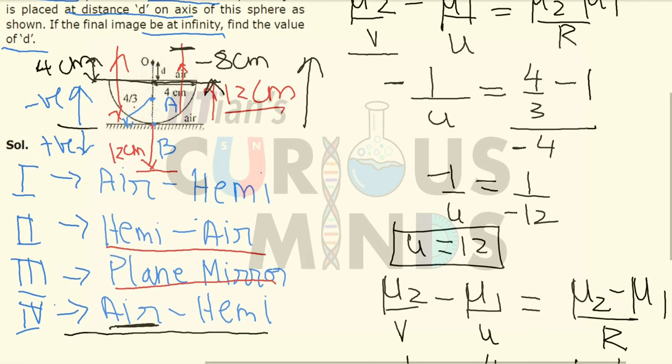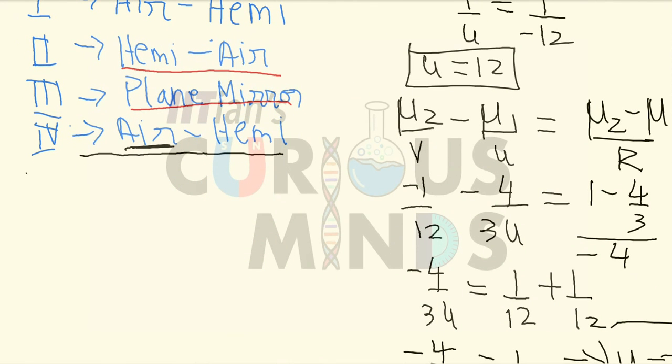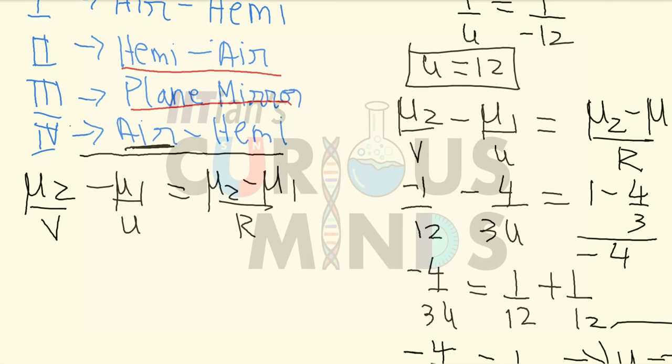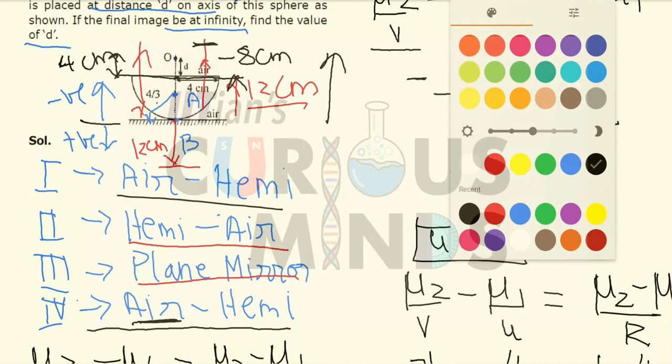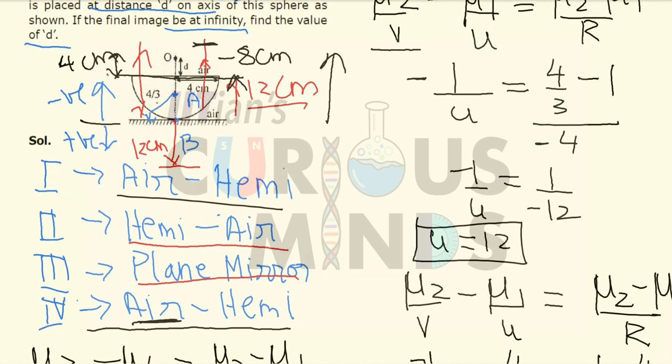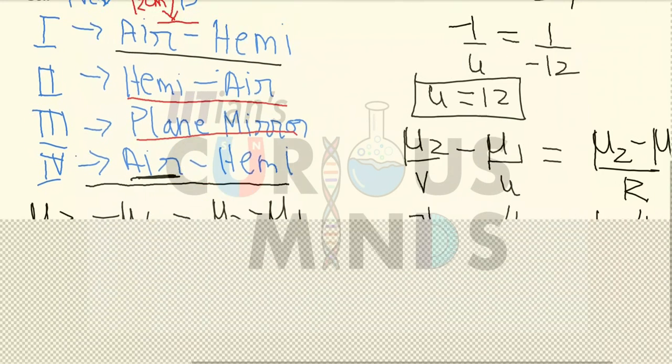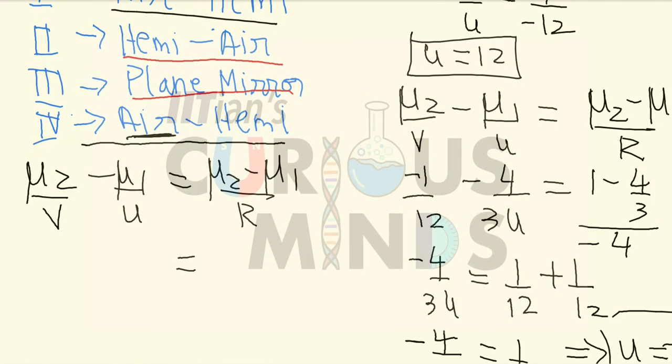Now for the final process, I will again use the same formula. Mu2 by v minus mu1 divided by u is equal to mu2 minus mu1 divided by r. That is for the first process. It is going from the air to the hemispherical surface. And which part of the hemispherical surface, if you look here carefully, it is the plane part, or the plane surface of the hemispherical part. It means that the radius of curvature over here is equal to infinity. So 1 by infinity will be equal to 0.